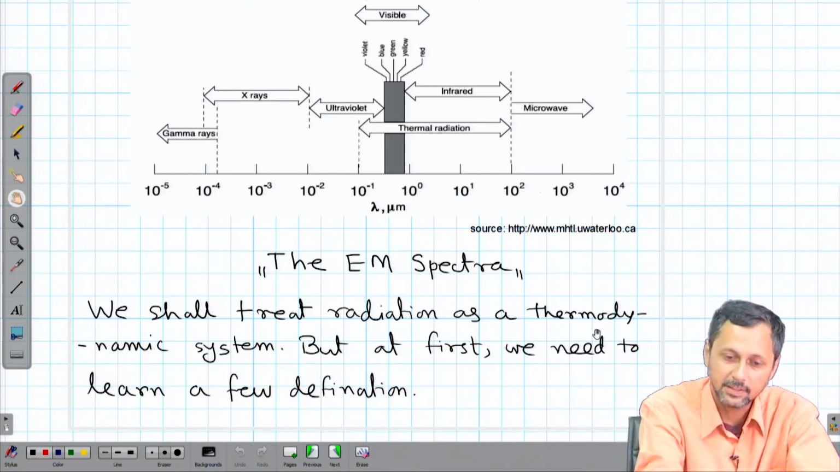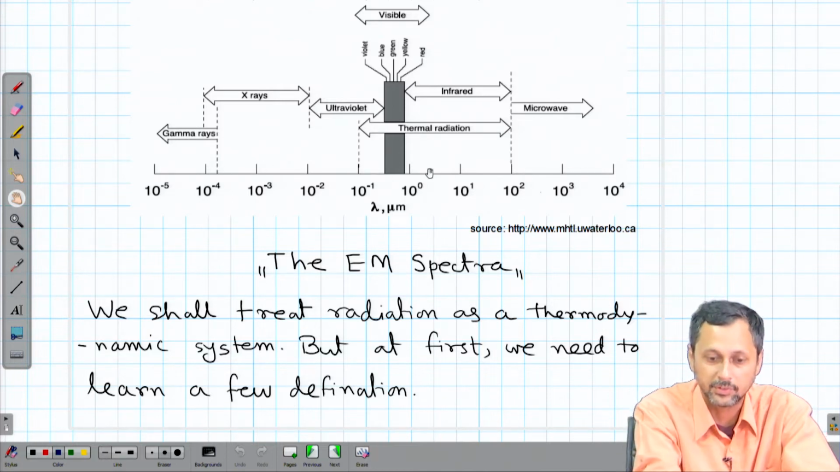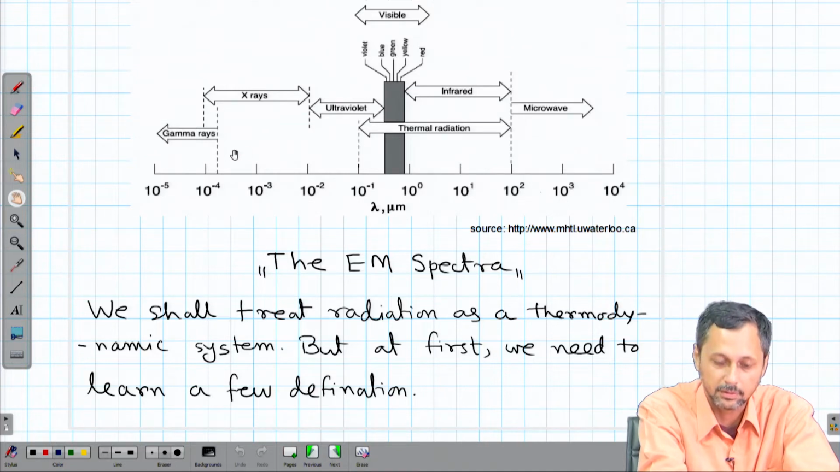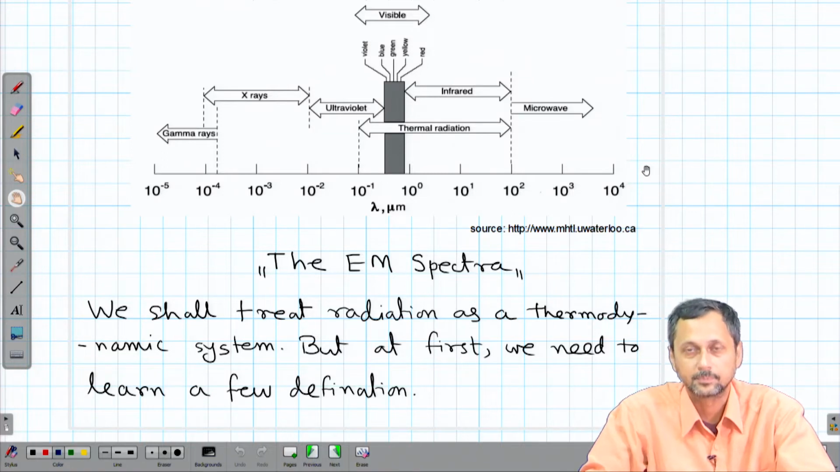There we will see that thermal radiation can have frequencies in the very short wavelength and very long wavelength regions as well. Anyway, so let us move on.